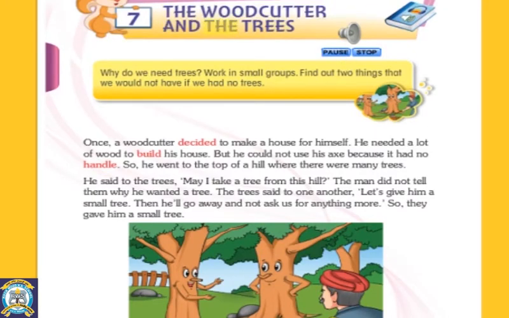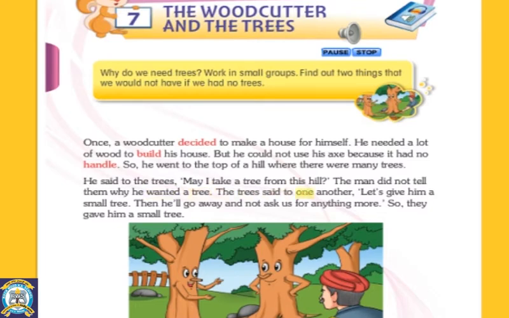The Woodcutter and the Trees. Once a woodcutter decided to make a house for himself. He needed a lot of wood to build his house, but he could not use his axe because it had no handle. So he went to the top of a hill where there were many trees. He said to the trees, "May I take a tree from this hill?" The man did not tell them why he wanted a tree.